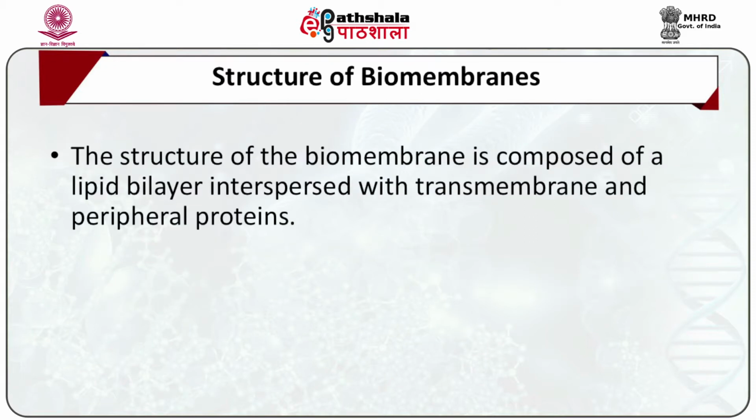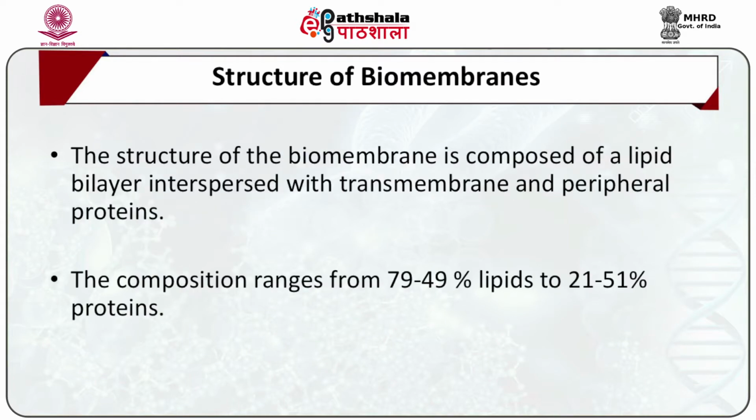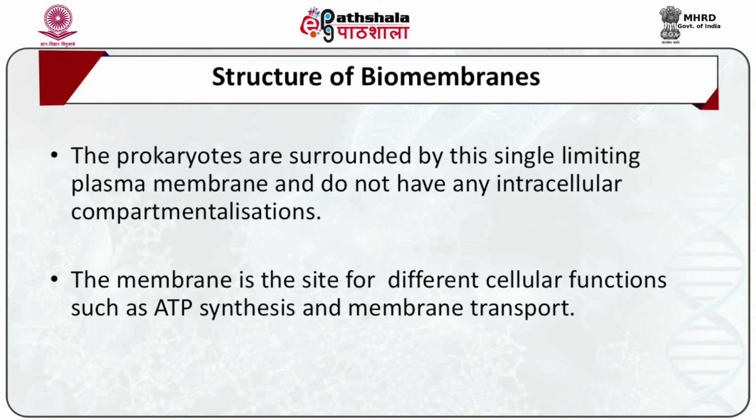Structure. The structure of the biomembrane is composed of a lipid bilayer interspersed with transmembrane and peripheral proteins. The composition ranges from 79 to 49% lipids to 21 to 51% proteins. The prokaryotes are surrounded by the single limiting plasma membrane and do not have any intracellular compartmentalizations. The membrane is the site for different cellular functions such as ATP synthesis and membrane transport.